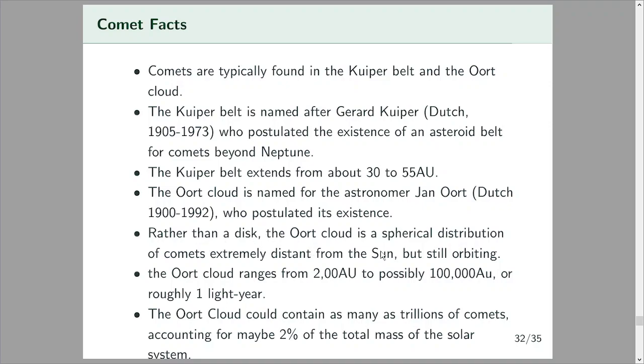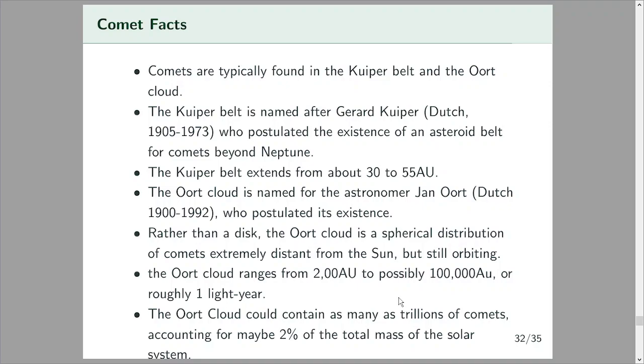Rather than a disk, the Oort cloud is a spherical distribution, as you saw in the last figure, of comets extremely distant from the sun, but still orbiting. The Oort cloud ranges from about, that should say 2,000 astronomical units to possibly 100,000, or roughly a light year. The Oort cloud can contain as many as trillions of comets, accounting for maybe 2% of the total mass.